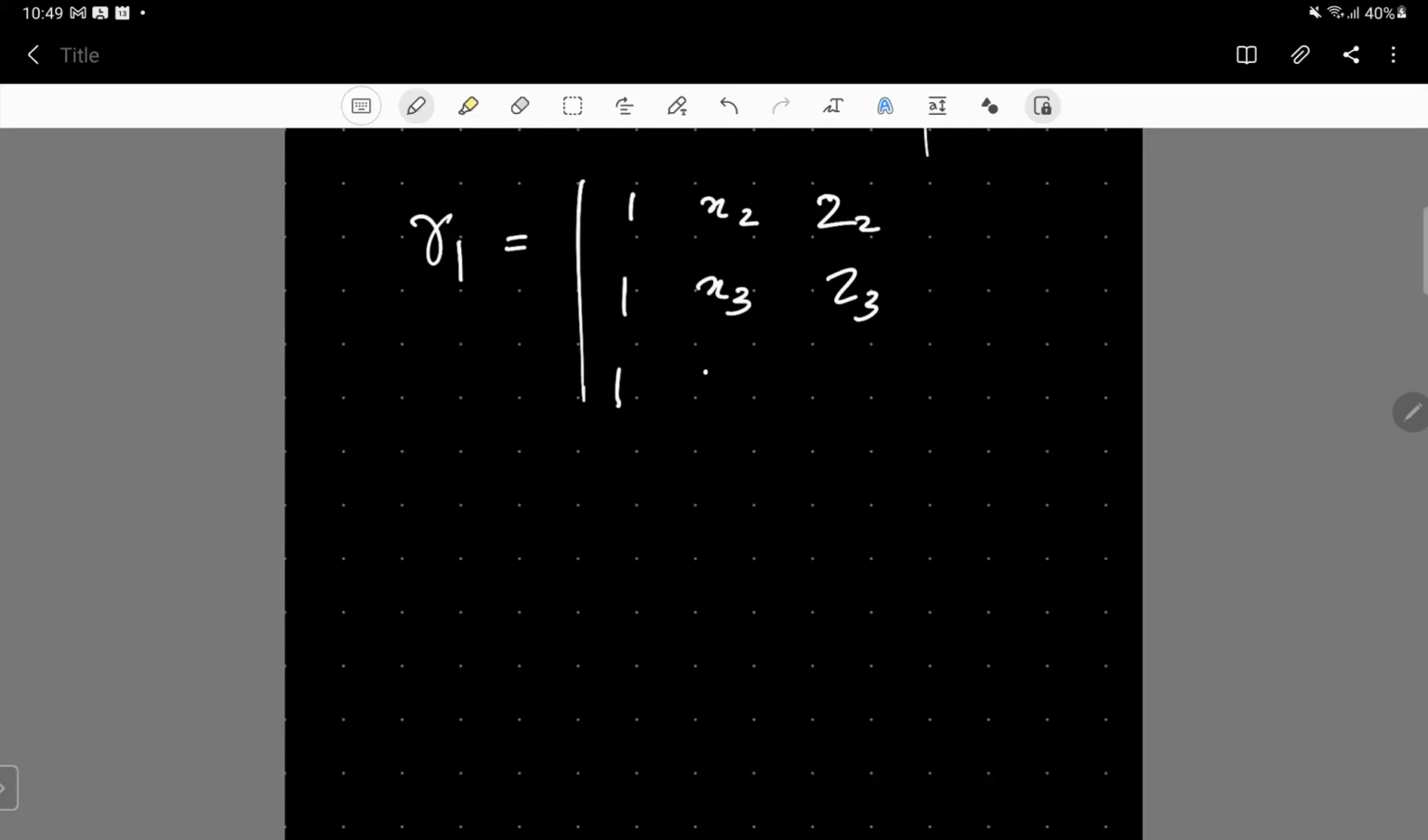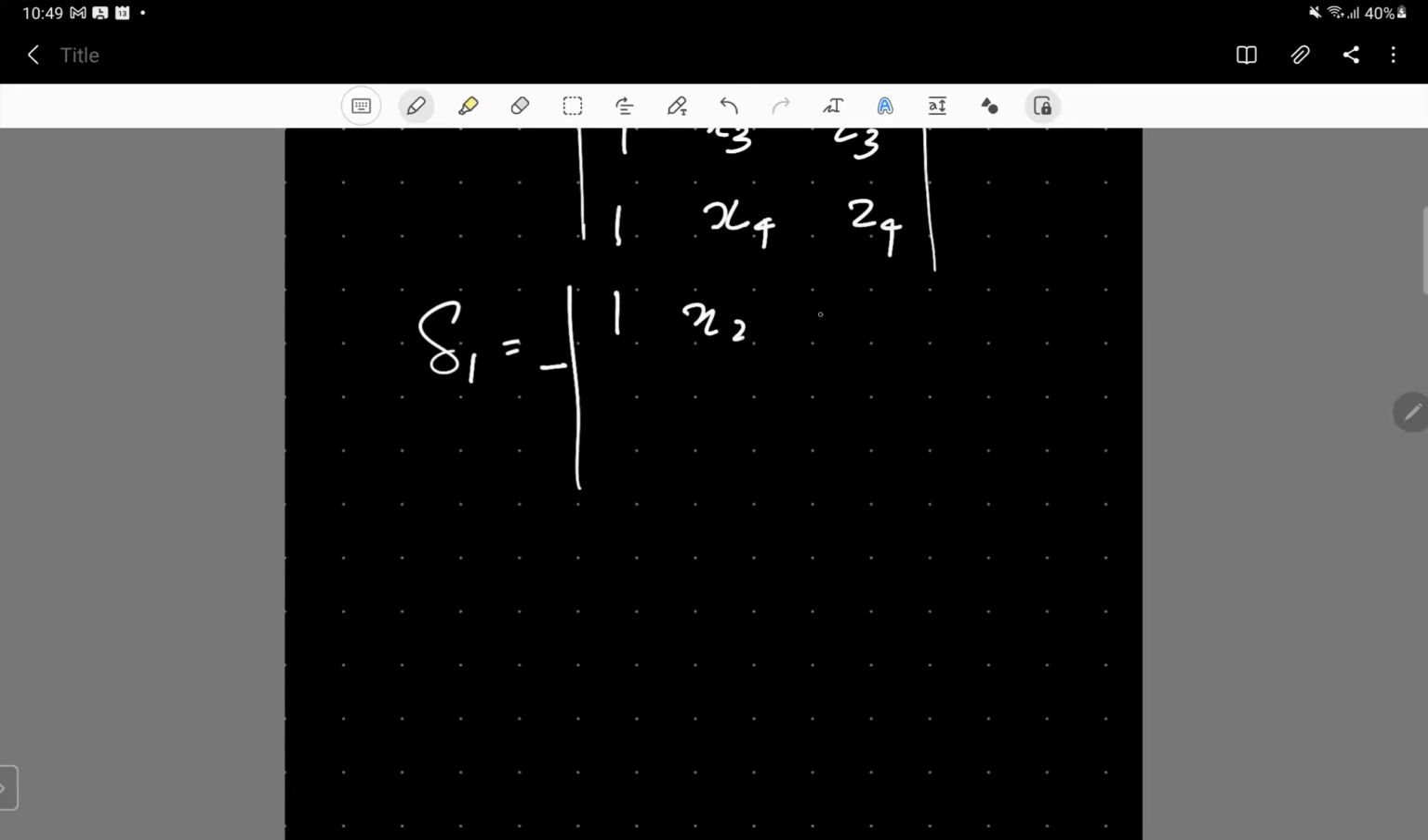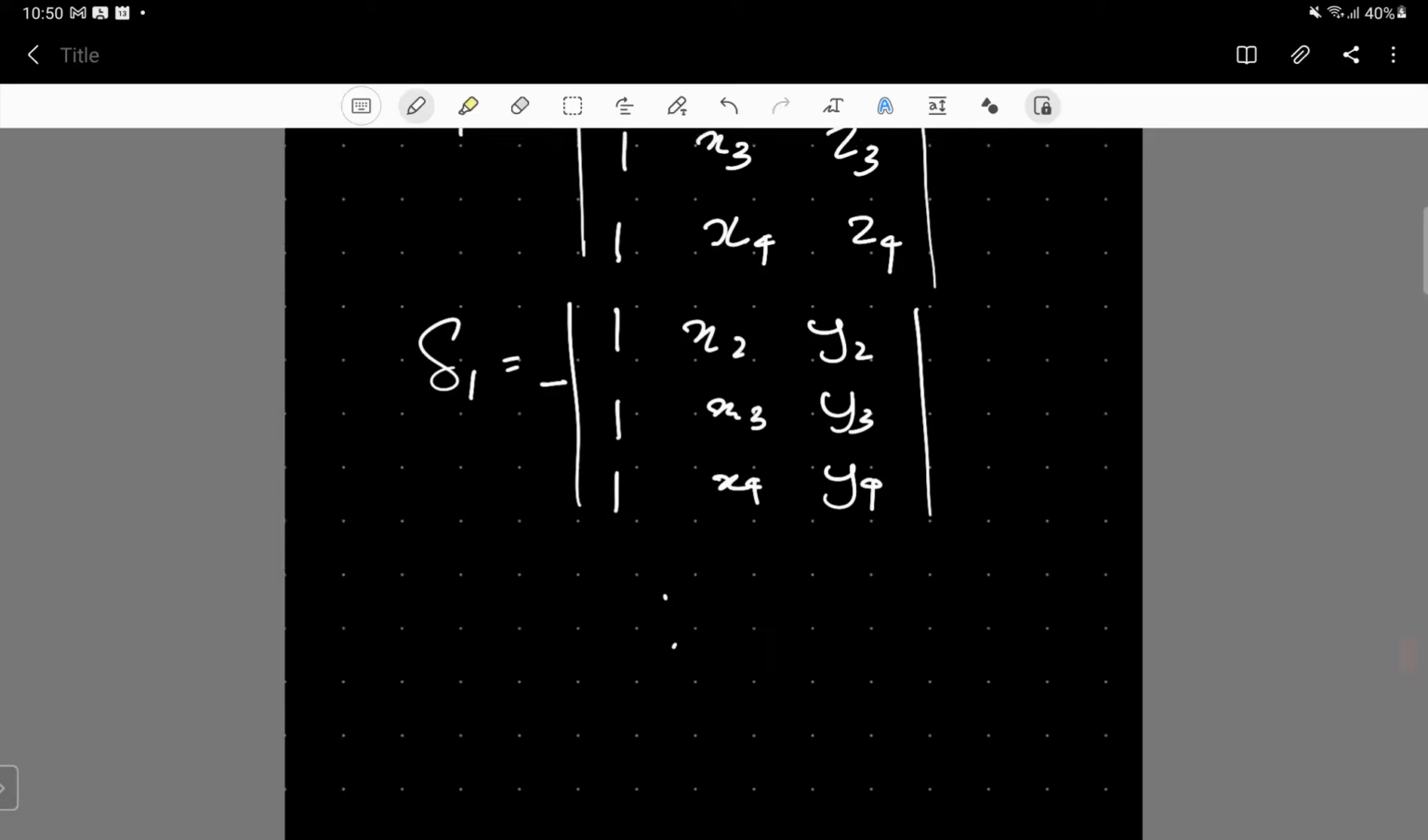Now gamma is a function of the x and z coordinates, and delta again corresponds to only x and y coordinate values. Likewise, from alpha 1 to alpha 4, beta 1 to beta 4, gamma 1 to gamma 4, and delta 1 to 4, you can obtain the matrices. I will provide these equations because it takes a lot of time to write this on the screen.